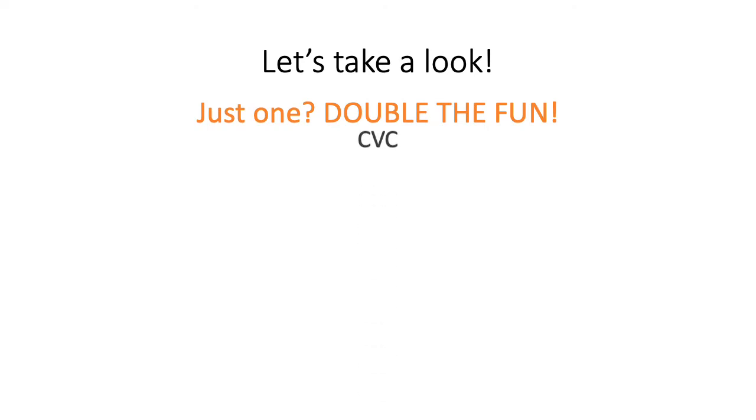Let's take a look. Just one, double the fun. So these words are our CVC words, or consonant, vowel, consonant. First, if we're adding the ed ending, we double that second consonant and add ed. So my word becomes CVCCED. And it's going to be the same when I add the ing ending. I'm going to double that last letter and add ing.